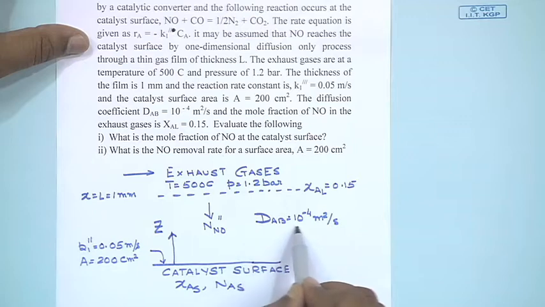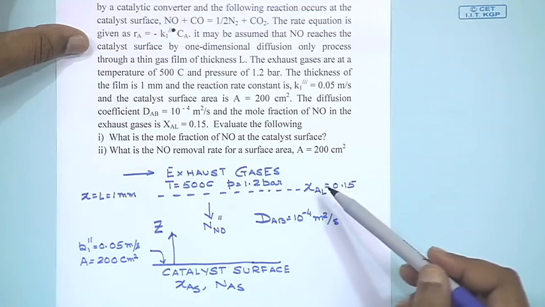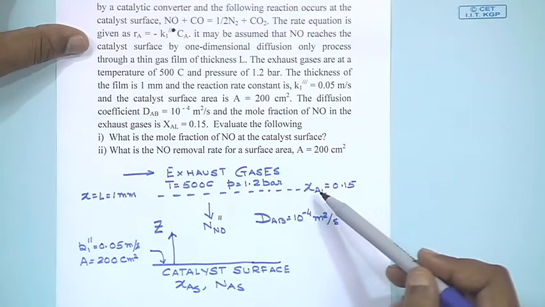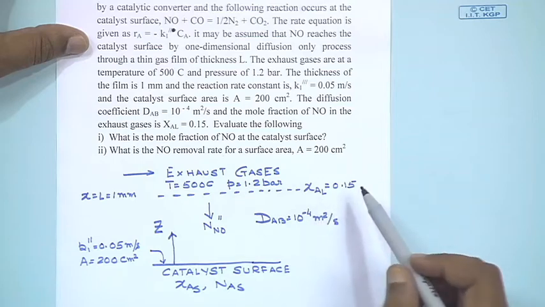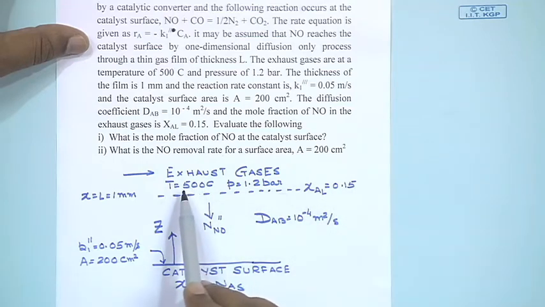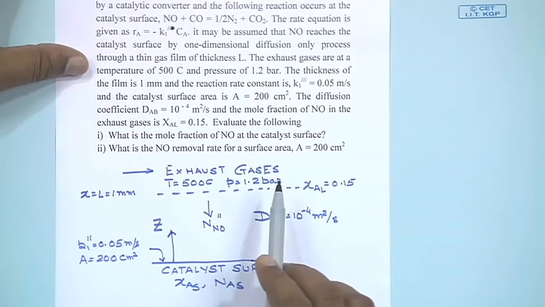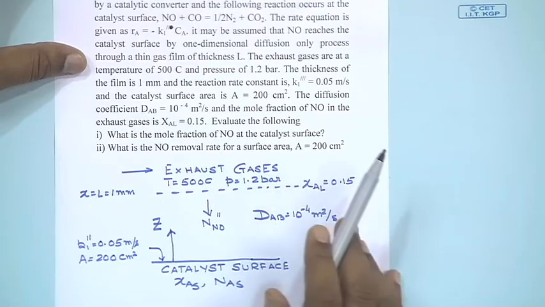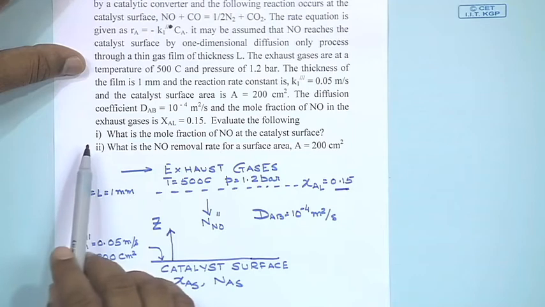The diffusion coefficient is provided as 10 to the power minus 4 meters square per second, and it has been measured that the concentration of NO at the exhaust gases is equal to 0.15. The pressure of the exhaust gases and the temperatures are provided as 500 degree centigrade and 1.2 bar. The mole fraction that's provided, you have to evaluate the following two numbers.